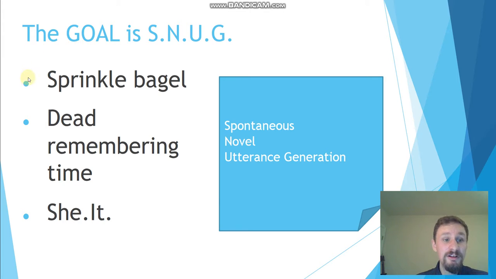So one example, I think they're all real examples. Sprinkle bagel. There was a child that wanted a donut, but donut was not on their device. It wasn't one of the options. But sprinkle and bagel were. So they went up to their mom. They said, sprinkle bagel, or I want a sprinkle bagel. And the mom was like, what?